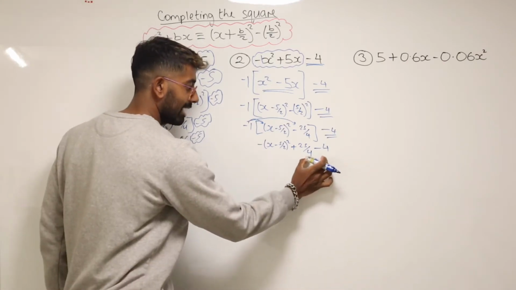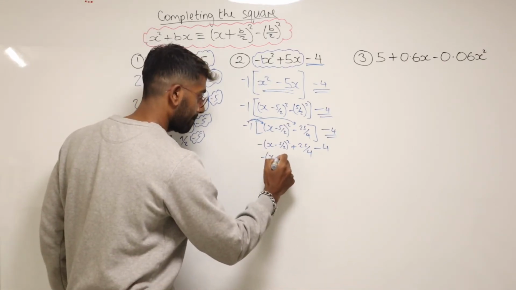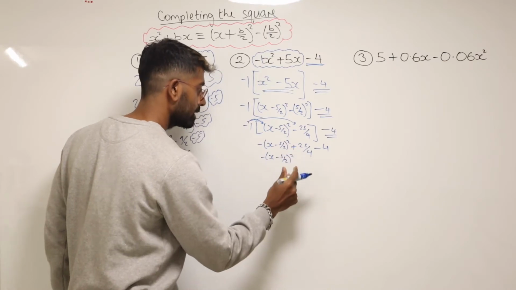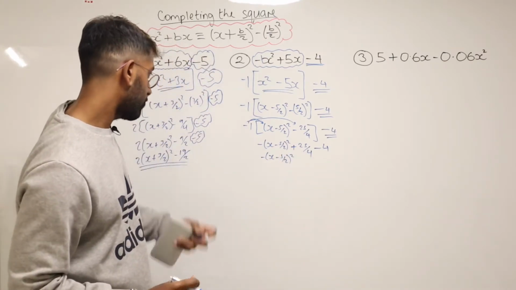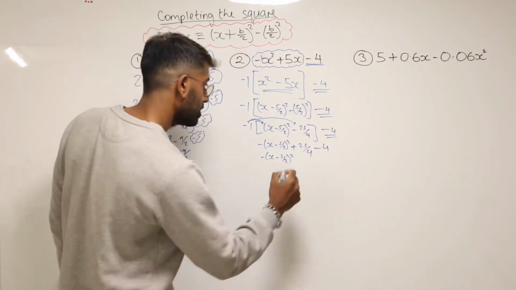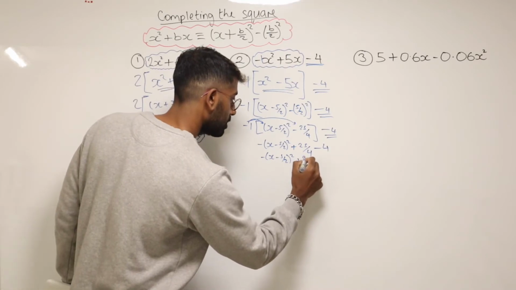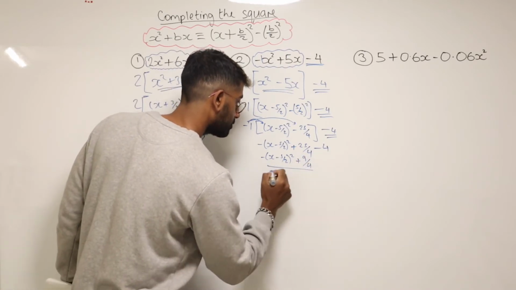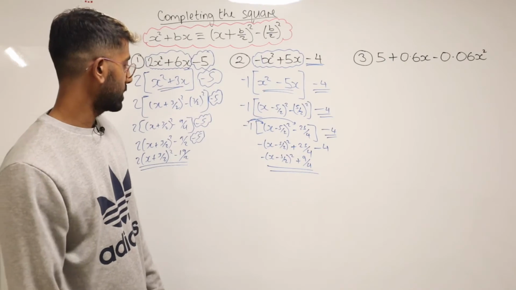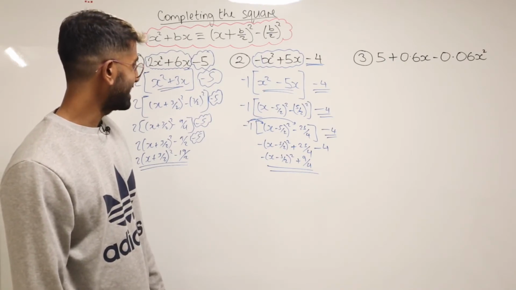Last thing we need to do is collect these 2 together. So you got x minus 5 over 2 squared. And then what's this here? Minus 4, so that'd be 16. So I think plus 9 over 4. I think that's the way that should be there.